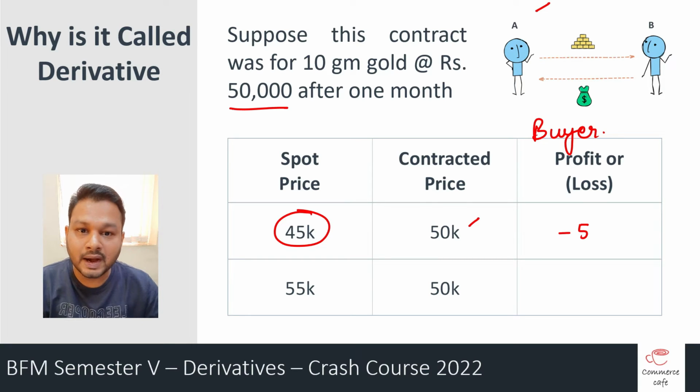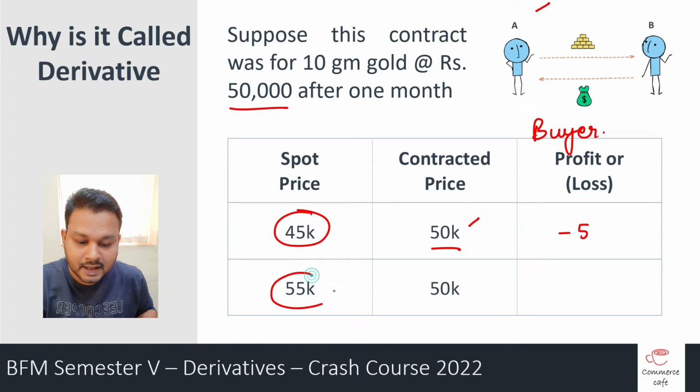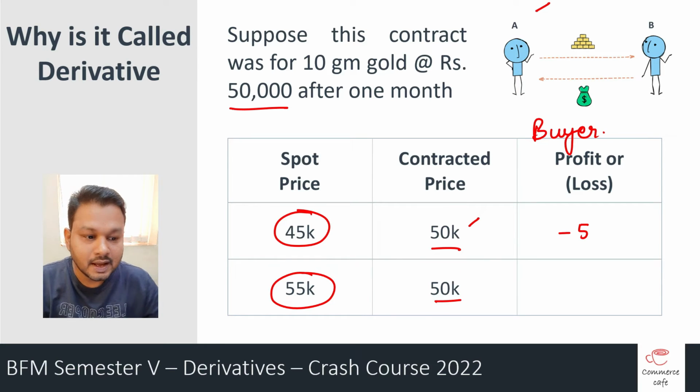But because you entered into a contract earlier, now for the 10 grams of gold, you have to pay 50,000 rupees. Okay. Suppose the price of gold had not fallen, the price of gold had increased in 1 month's time. And when you go after 1 month, the spot price in the market is 55,000, but you have a contract which allows you to buy for 50,000.